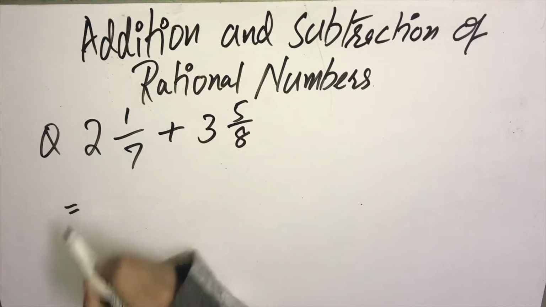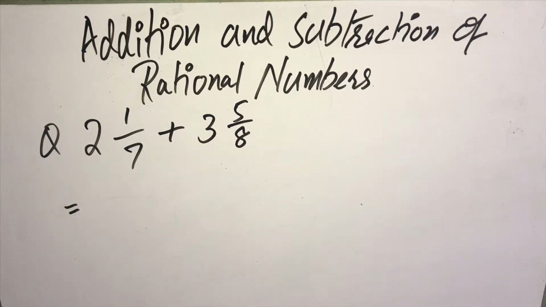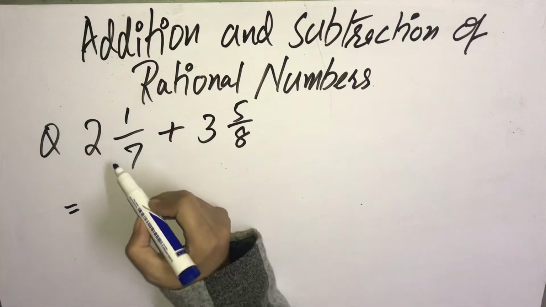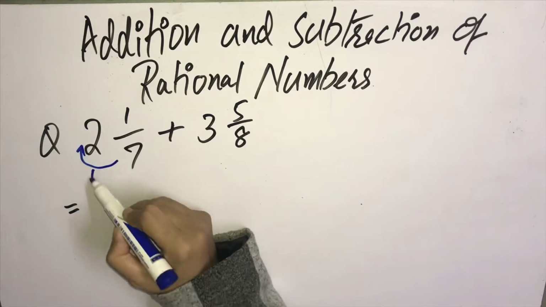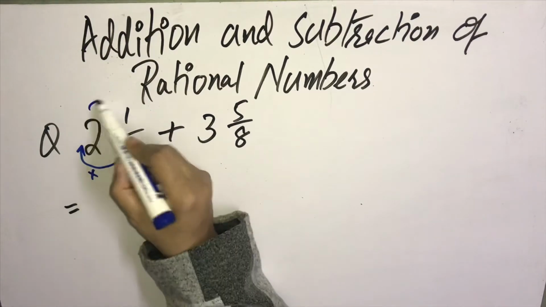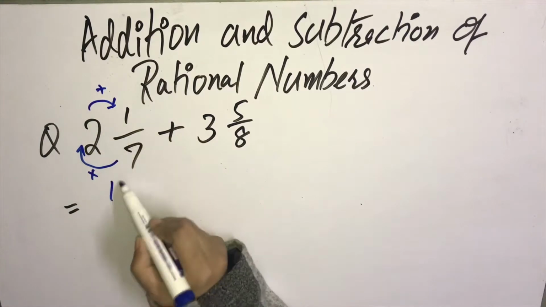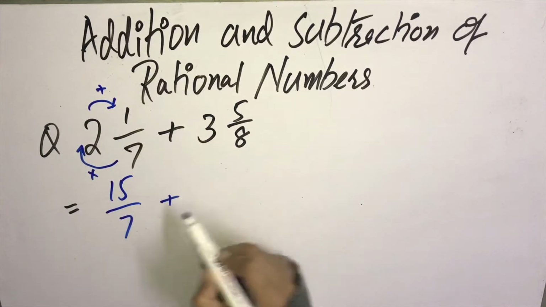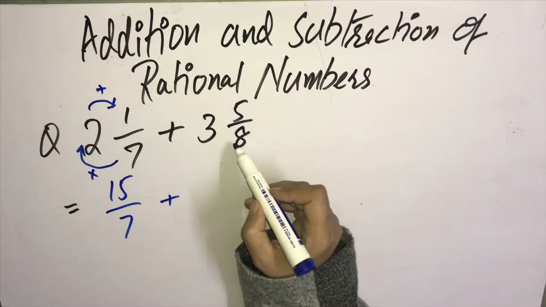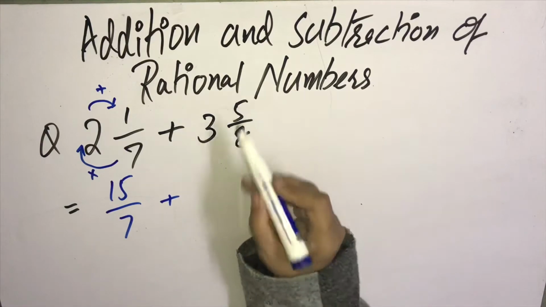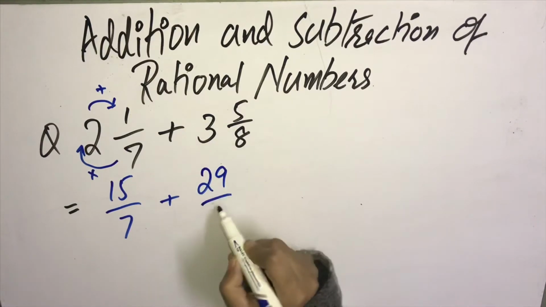The first step, I shall convert both the mixed numbers into improper fractions. 7 multiplied by 2, 14, plus 1, 15 over 7. How do we do it? We multiply these two, then add this. 8 multiplied by 3, 24, plus 5, 29 over 8.